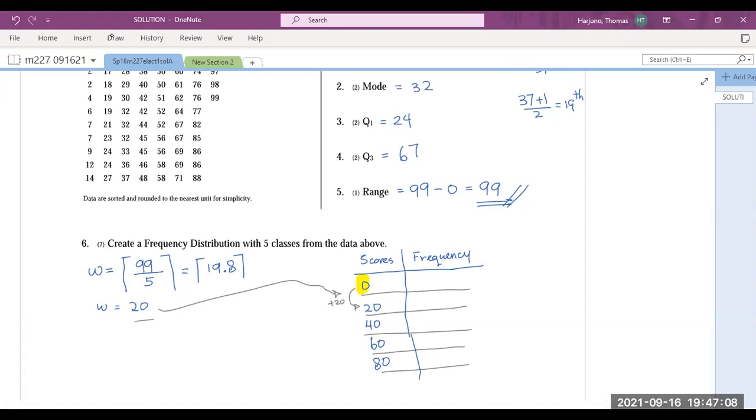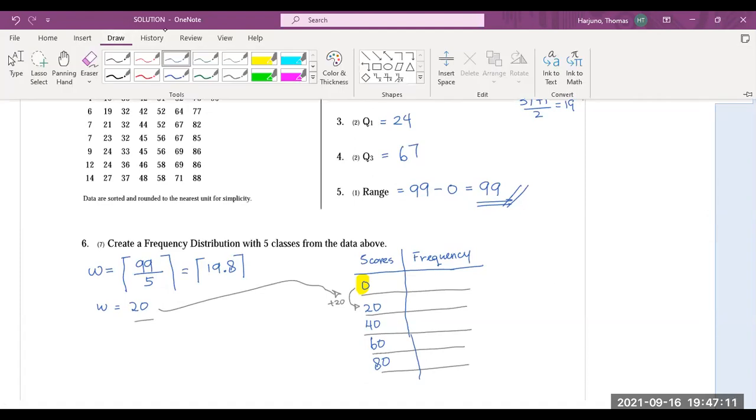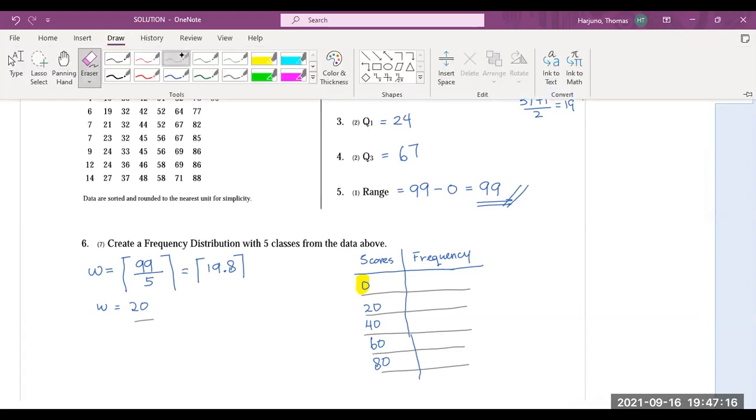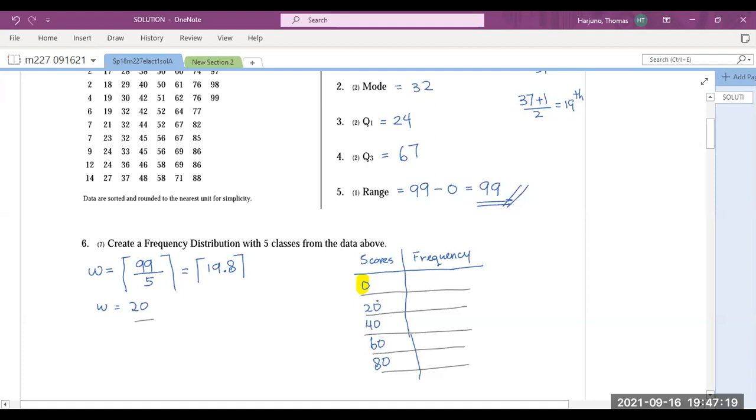Because you round it to the nearest unit, 20, we subtract that lower class limit by 1 to give us the upper class limit. From this 20 here, subtract 1, and that gives the upper class limit of the previous class. Then from here you keep on adding 20. From 59, you add 20. From 79, you add 20.